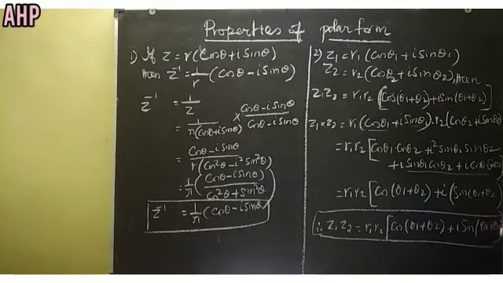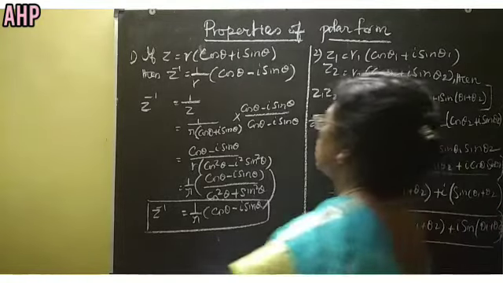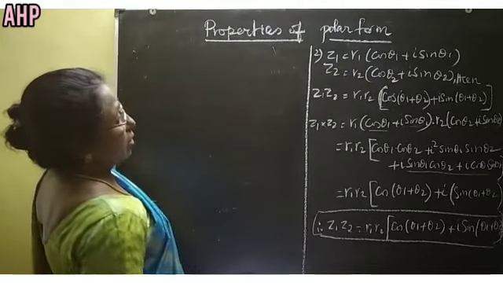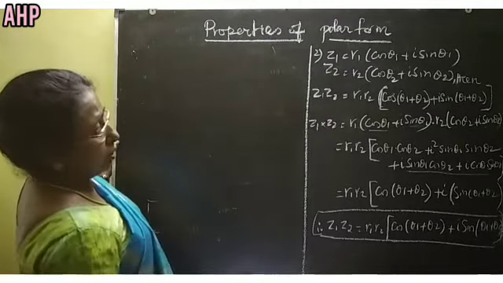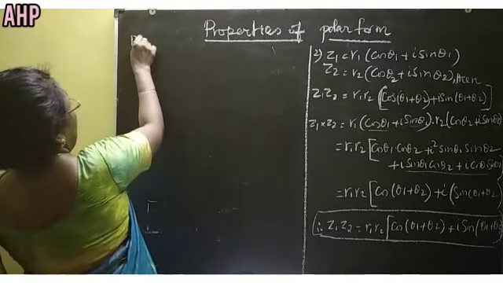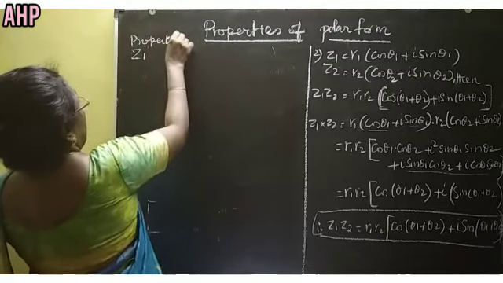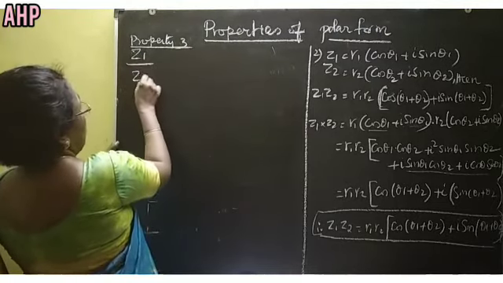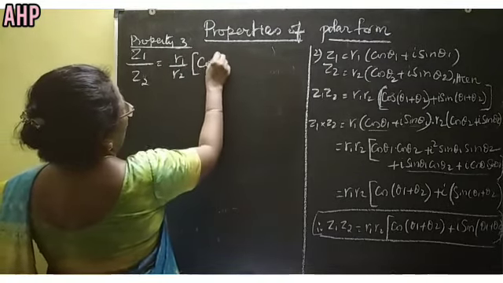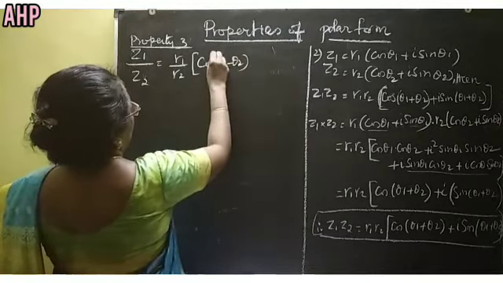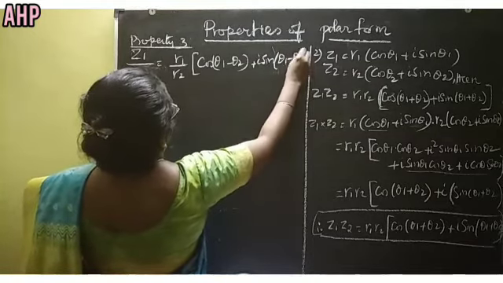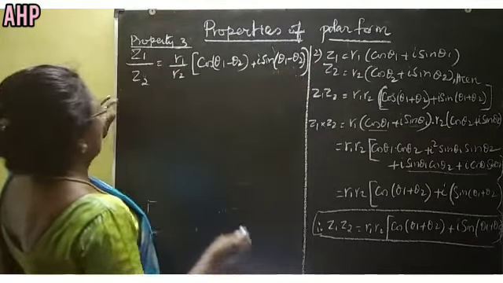The third property is z1 by z2. z1 is equal to r1 cos theta 1 plus i sin theta 1. z2 is equal to r2 cos theta 2 plus i sin theta 2. We need to prove that, this is property 3, z1 by z2 is equal to r1 by r2 into cos theta 1 minus theta 2 plus i sin theta 1 minus theta 2. Now to prove this, we are going to divide.